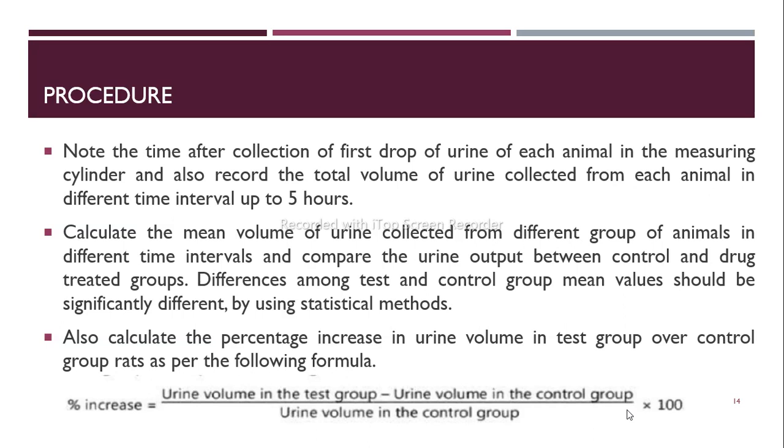We also have to calculate the percentage increase in urine volume in the test group over the control group rats as per the following formula. The percent increase is equal to urine volume in the test group minus urine volume in the control group, divided by urine volume in the control group. We use this formula to check what percentage the urine output has increased.